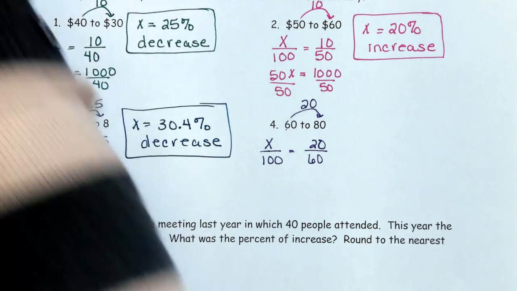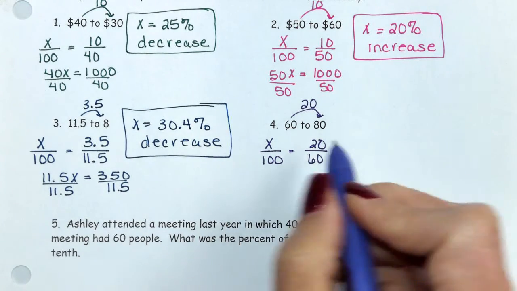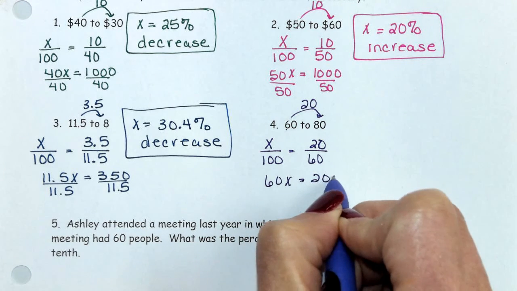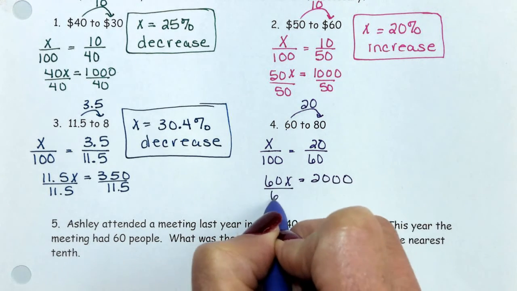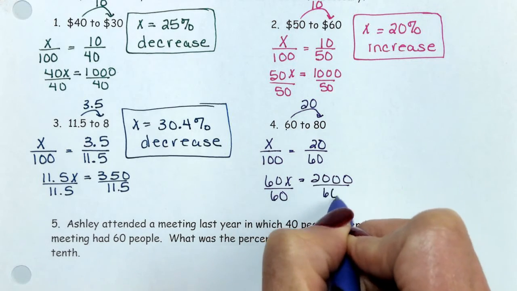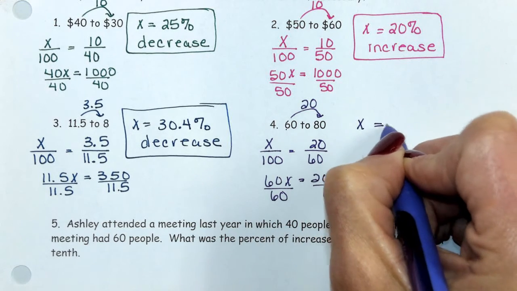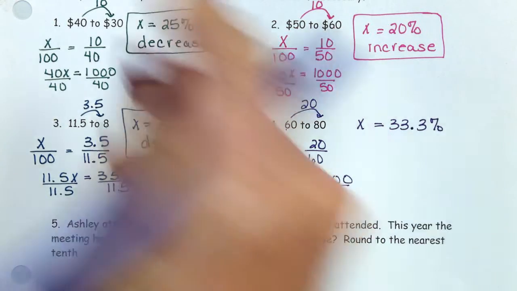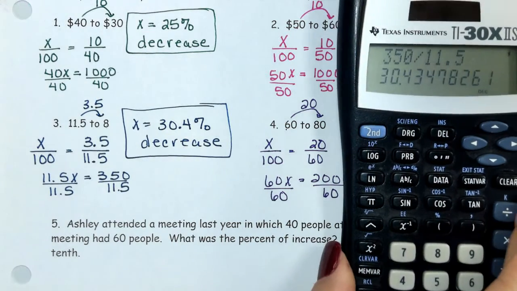Okay. All right, so let's finish this one out. We're going to cross multiply. 60x equals 2,000. Divide by 60. And x equals 33.3%. Again, we can put that in the calculator. We just did a little bit of rounding here.